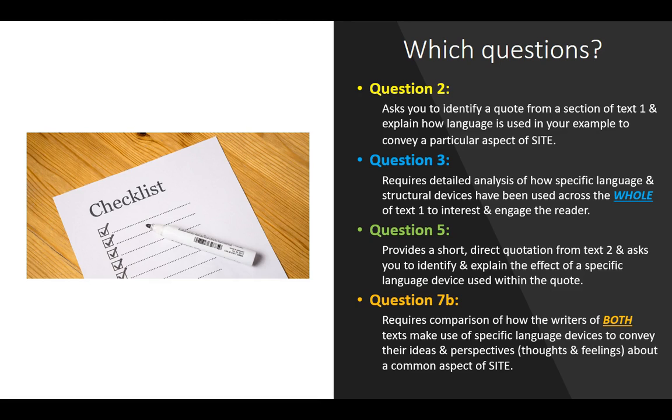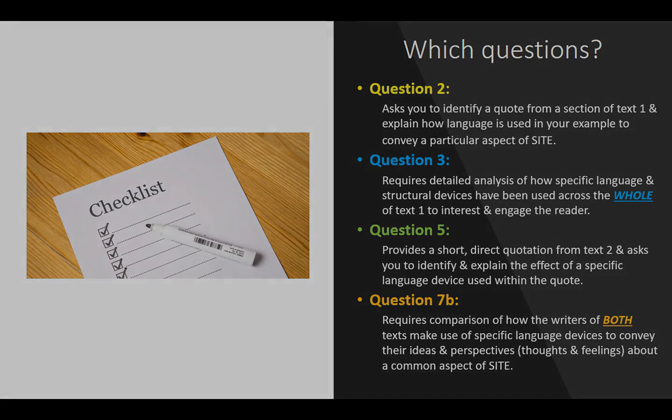What we're going to do now is to look first at the two low tariff short answer questions, so questions 2 and 5. Then we'll consider question 3, and then we'll move on and consider question 7b towards the end of this lesson.